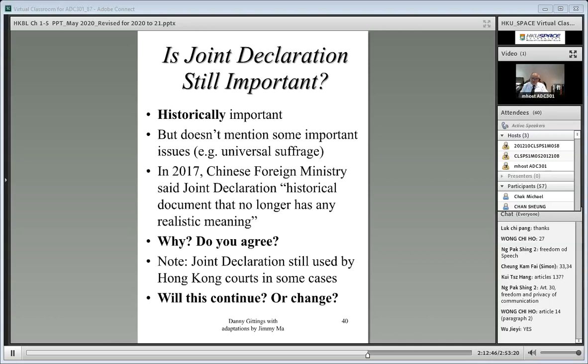Historical document that no longer has any realistic meaning. Do you agree? Anyone? Is there anyone? It says the Joint Declaration is history, and there's no realistic meaning in it.